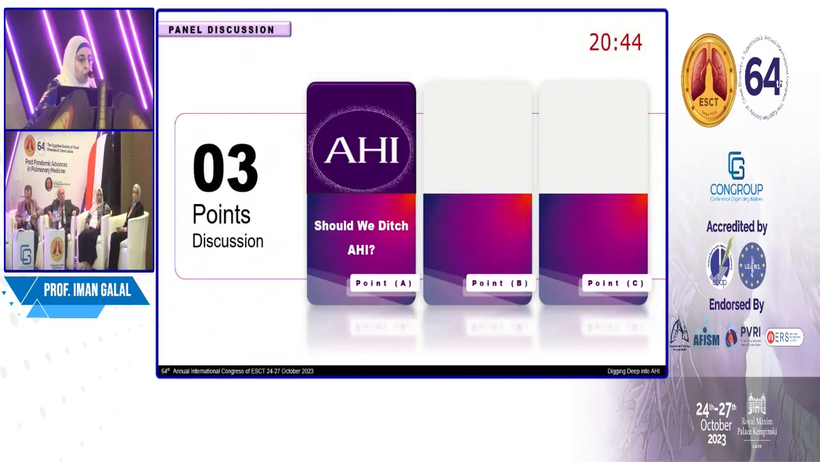Now coming to the first part of this panel discussion, and my question is directed to Dr. Miral. Knowing that the apnea-hypopnea index was one of the most solid metrics of the polysomnography for diagnosis of obstructive sleep apnea and quantifying its severity, is it still worth it, or do we need to ditch the apnea-hypopnea index?